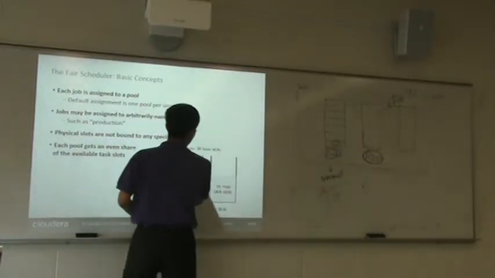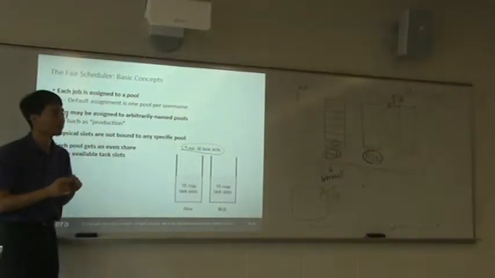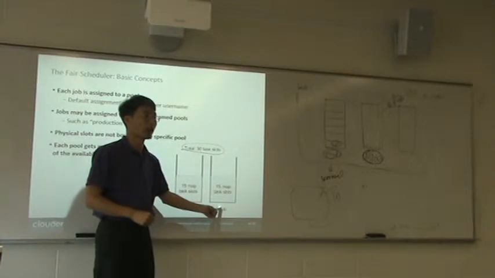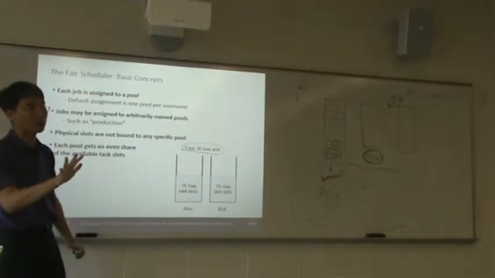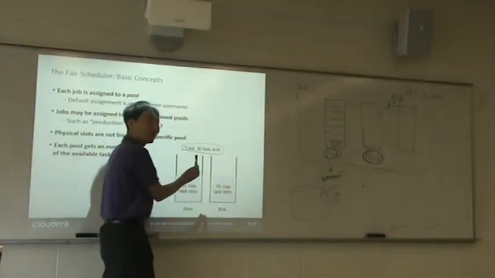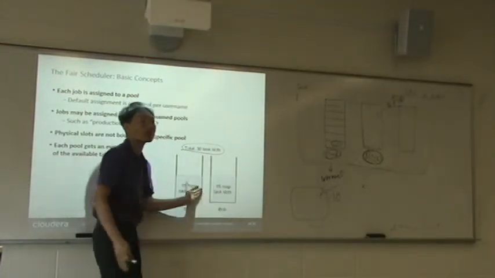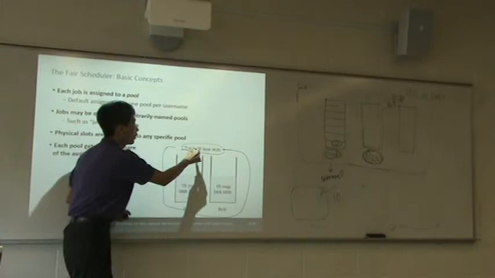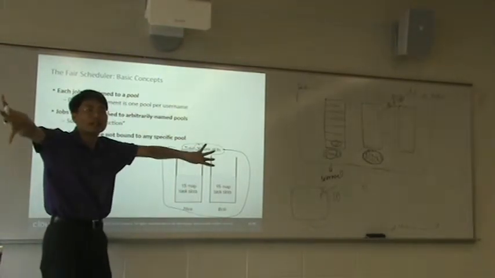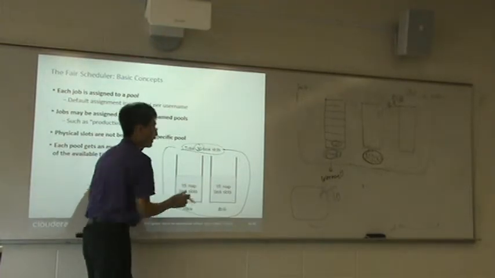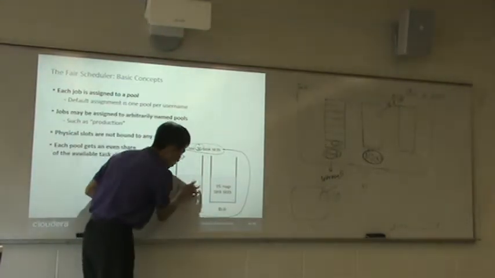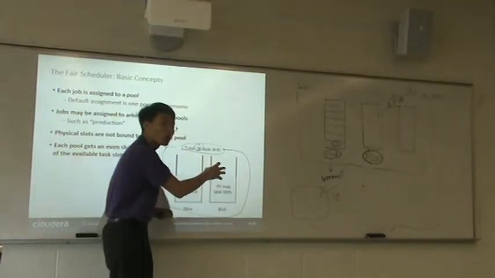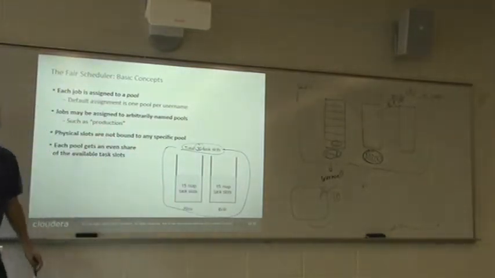For example, we define 30 task slots. There are two jobs submitted by Alice and Bob. If you do not set up any specific option, to be fair, in this node it splits half and half. There are two jobs, so the 30 task slots will be split into two, 15 and 15. Fifteen slots of resource will be assigned to Alice's job, and the other 15 slots will be assigned to Bob. This is a fair schedule.